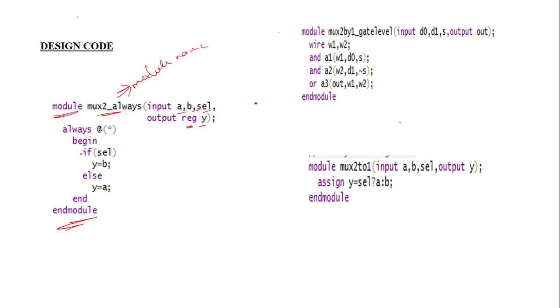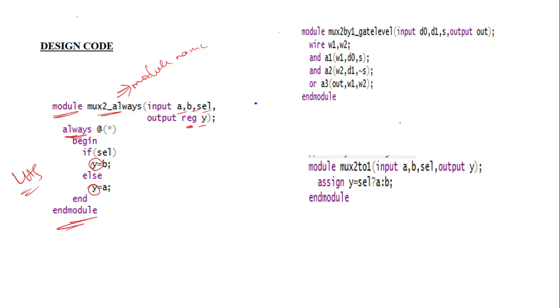Why do we write reg? When you are using an always block or an initial block, you should use the reg data type. We discuss that every time. The variable on the LHS side, the one you want to assign in the always block, should be in the reg data type only. That's why I represent Y as reg data type.